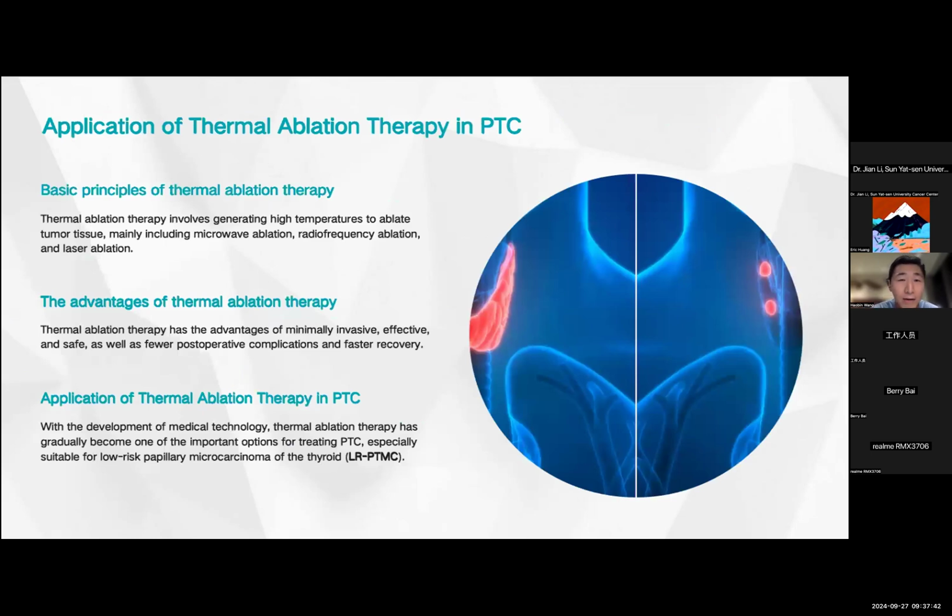The application of thermal ablation therapy in PTC. We can see the basic principles of thermal ablation therapy. It involves generating high temperatures to ablate tumor tissue, mainly including microwave ablation, radiofrequency ablation, or laser ablation. The advantages of thermal ablation therapy, as we know, are that it is minimally invasive, effective, and safe, with fewer post-operative complications and faster recovery.